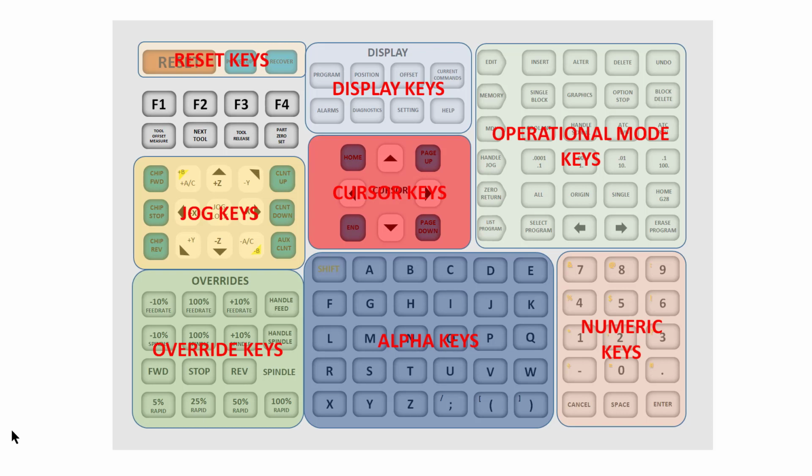Cursor keys effectively move our cursor between tables and positions in the program. And last are some special function keys that each do a specific function, typically associated with our part setup or functions unique to menu commands.